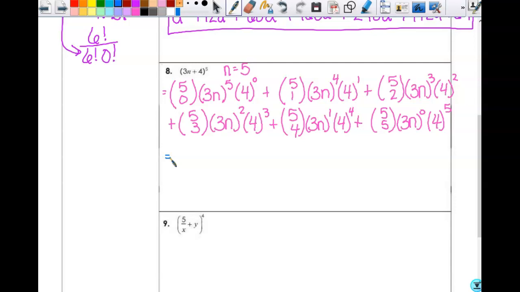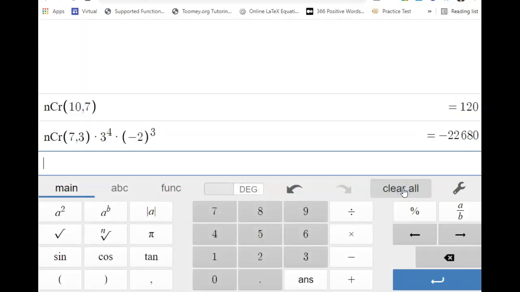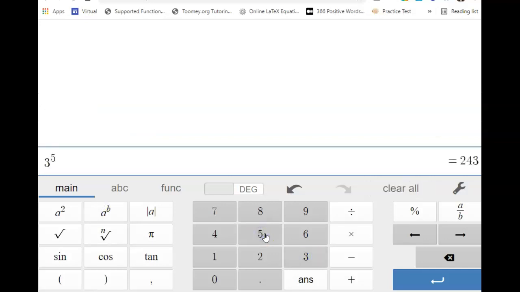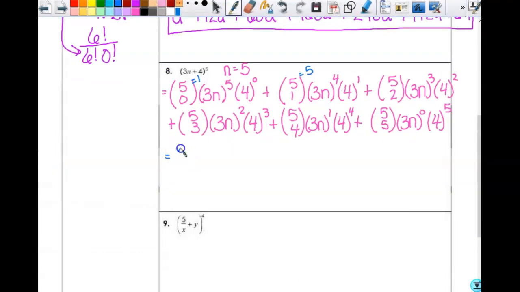So let's think about a couple of these. Remember that this is going to be 1, this is going to be 5 for sure. So then I'm going to have 3 to the 5th and 4 to the 0, so that's just 1. So I really just need 3 to the 5th, and then I'll have n to the 5th. So I'm going to come back to my calculator. I'm going to clear all this off. So I want 3 to the 5th. That gives me 243. So this has 243 times n to the 5th.